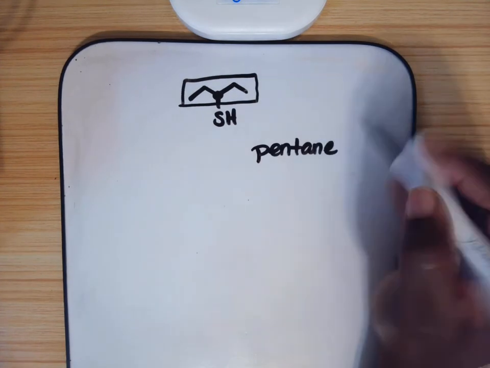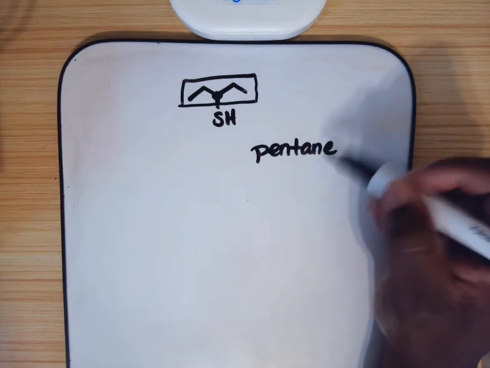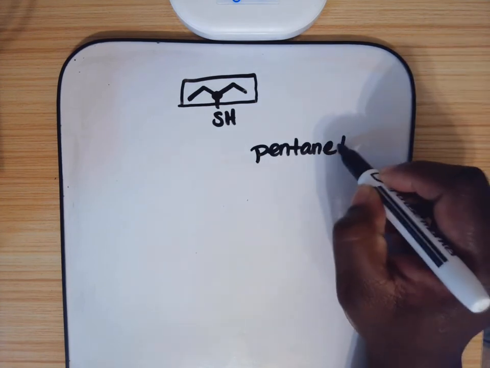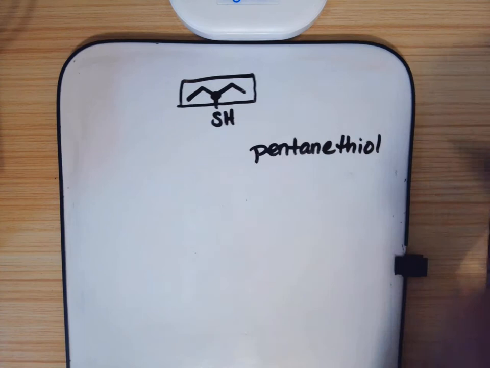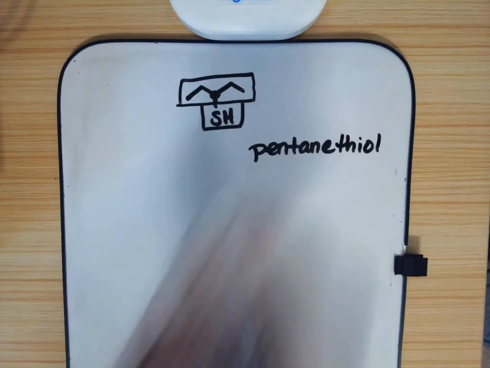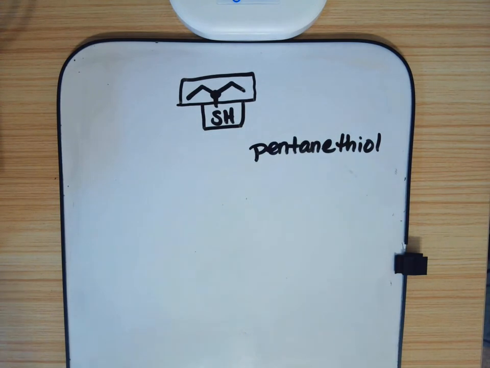Before, you saw where we had to drop the E and add whatever to indicate the ending. Now we're just adding the word thiol. So adding the word thiol accounts for the thiol group. But we're not finished yet. We have to indicate where the thiol is located.